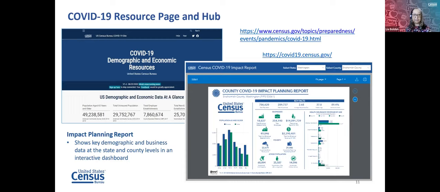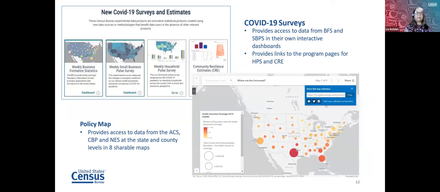I moved through this pretty quickly. All right. So on the COVID-19 hub, there's a number of different what they call cards. So these are really links to the experimental products surveys.